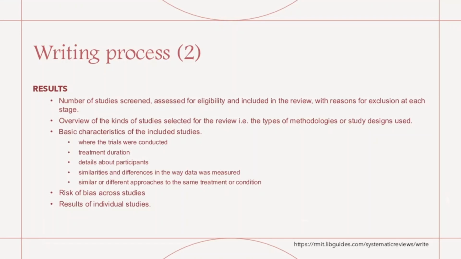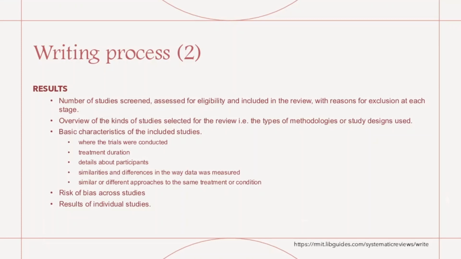Then in the results section, you should also provide an overview of the kinds of studies that you selected, meaning the types of methodologies that were used in the articles that you included and their study design. You should provide the basic characteristics of the included studies, so where they were performed, the treatment duration, the details about the participants, for instance, their gender, their age, their comorbidities.